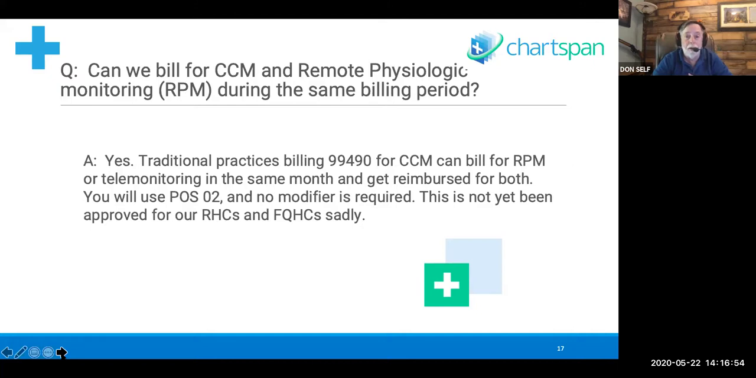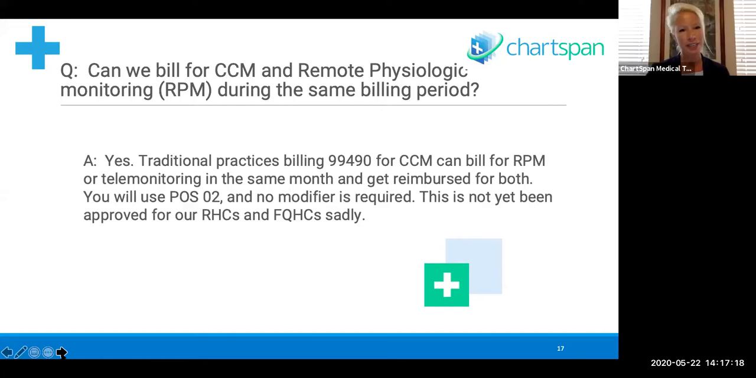I have a lot of my clients using RPM and chronic care management through ChartSpan, by the way, in the same months. But in fairness, I need to tell you, I also own an RPM company where we rent equipment to doctors on a monthly basis. I believe in transparency and telling you why I'm so passionate about RPM. That's why you're the expert.